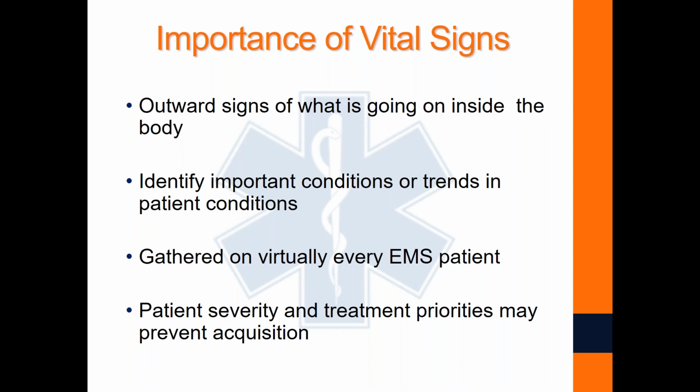They're saying here in the bottom bullet point that sometimes patient severity and treatment priorities may prevent acquisition. That's somewhat true and somewhat not, because regardless of how sick someone is, you're going to be looking for their respiratory rate. You're going to be looking for their heart rate. You can make some sort of guesses at what their blood pressure is like, depending on the different spots where you can actually feel a pulse.